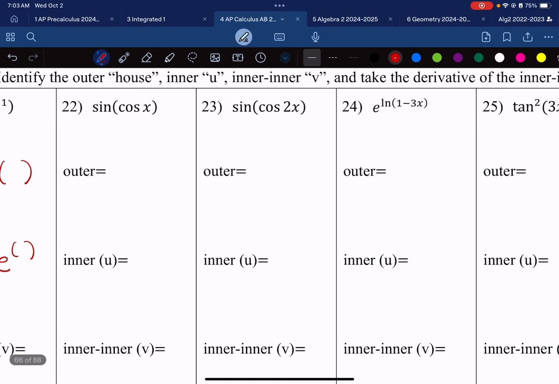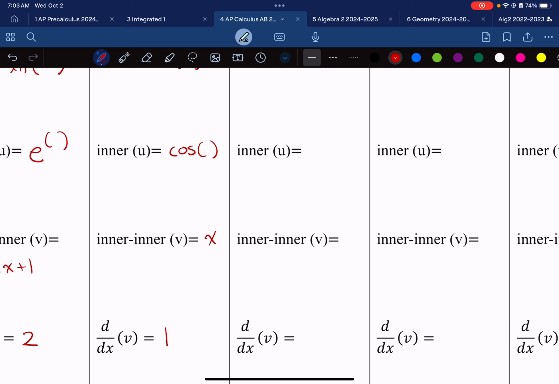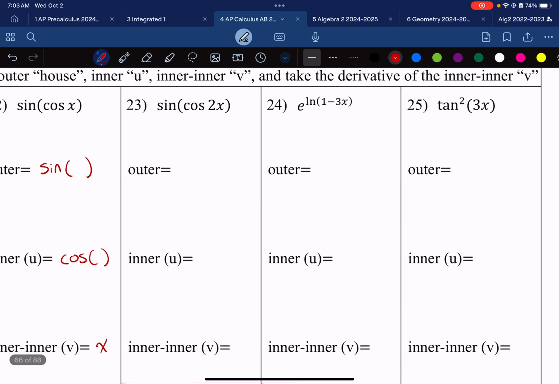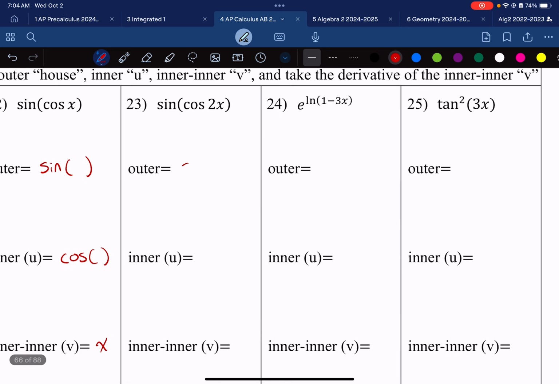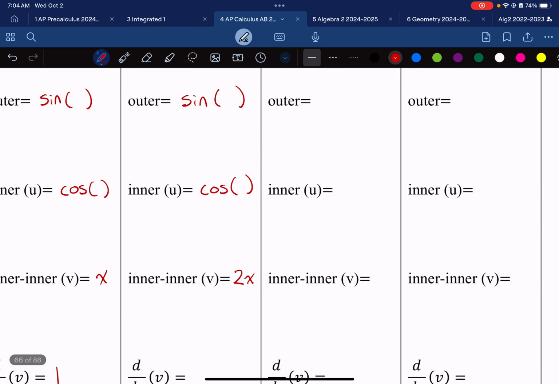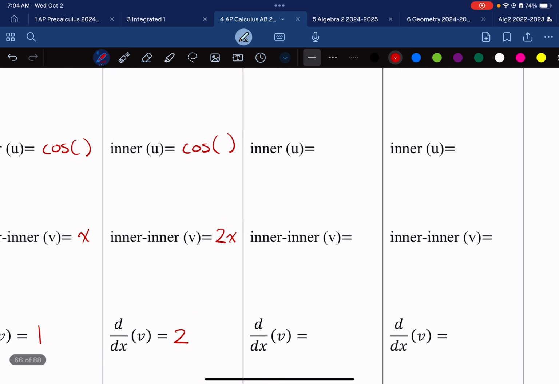All right, number 22. The most outside house is going to be sine of all that stuff. The inside is cosine of all that stuff, and inside the cosine is an x, and the derivative of x is just 1. All right, number 23, the most outer is sine of stuff. The inner is going to be cosine of stuff, and that stuff is 2x in this case. The derivative of 2x is 2.